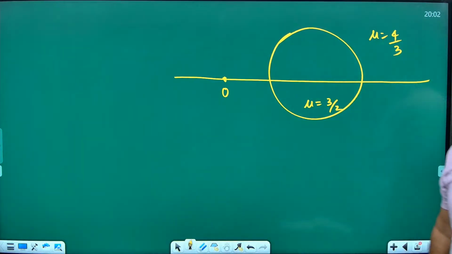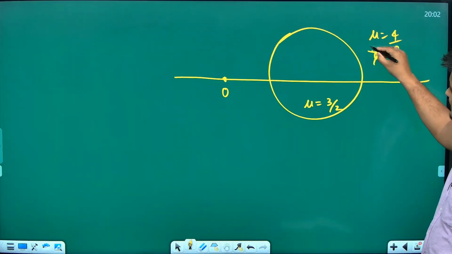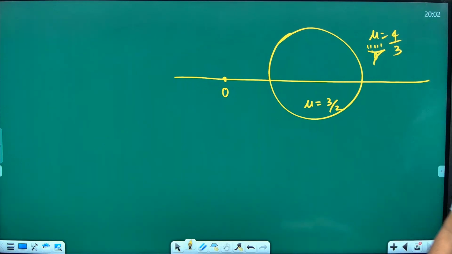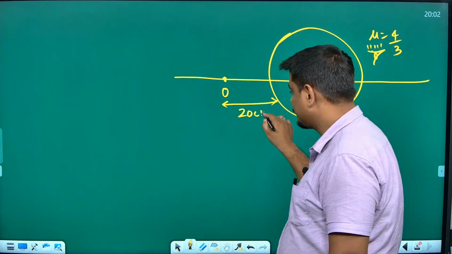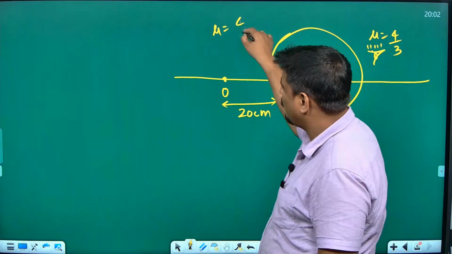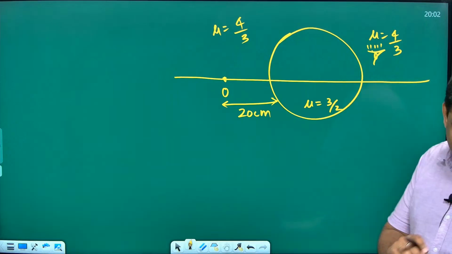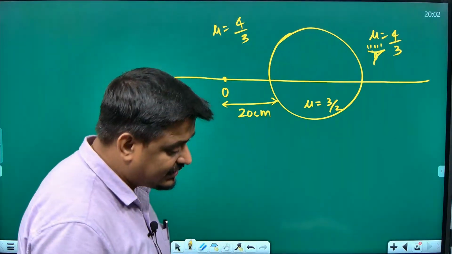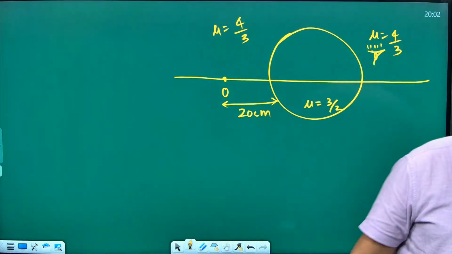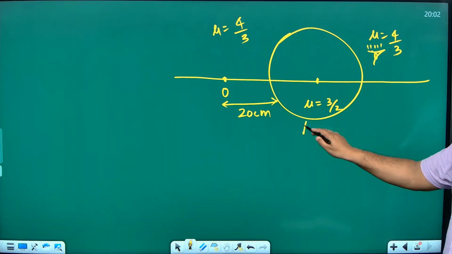If there is an eye present here, and the object is kept there at a distance of 20 centimeter from this point. Here also it is water only, all around water. They are asking you to find the position and nature of the image. Question is clear? R is given as 10 centimeter.